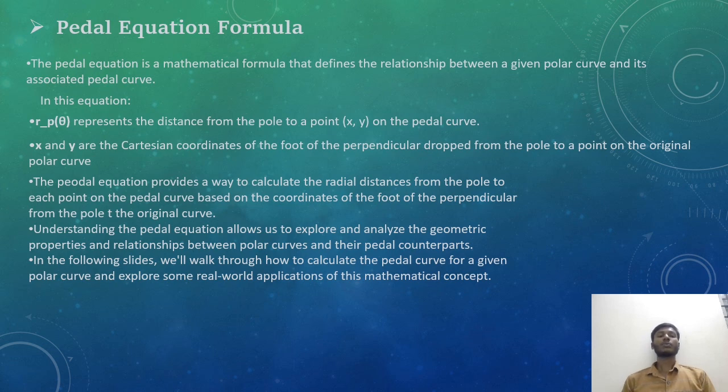The pedal equation provides a way to calculate the radial distance from the pole to each point on the pedal curve, based on the coordinates of the foot of the perpendicular from the pole to the original curve. Understanding the pedal equation allows us to analyze the geometric properties and relations between polar curves and their pedal counterparts. In the following slides, we will walk through how to calculate the pedal curve for a given polar curve and explore some real-world applications of these mathematical concepts.